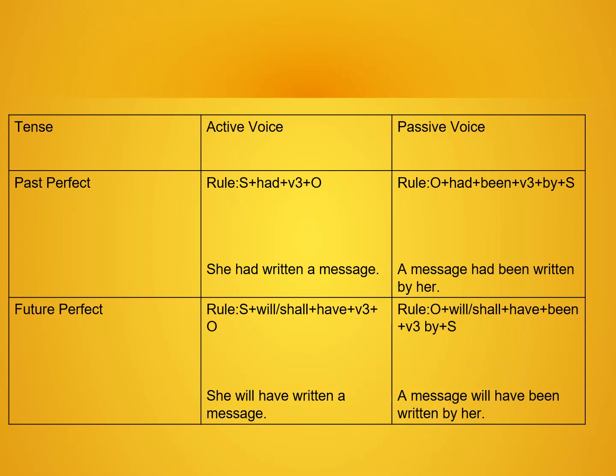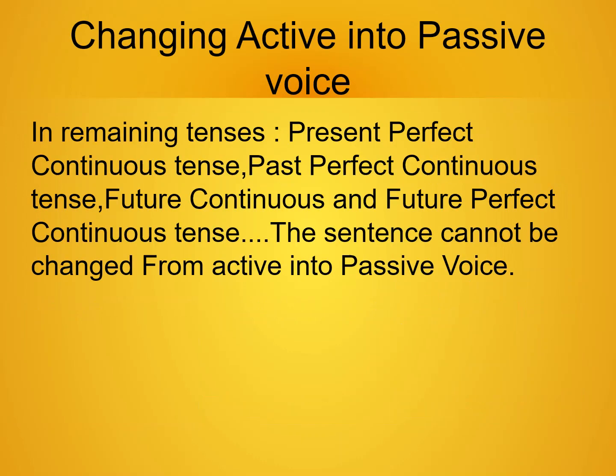We can see the rule as per the sentence, or we can make the sentence as per the rule. It will be very easy for all of us if we follow the rule. Now, as we have seen, the active voice changes to passive voice in only 8 tenses, and in the remaining tenses, present perfect continuous, past perfect continuous, future perfect continuous and future continuous, the sentence cannot be changed from active to passive voice.